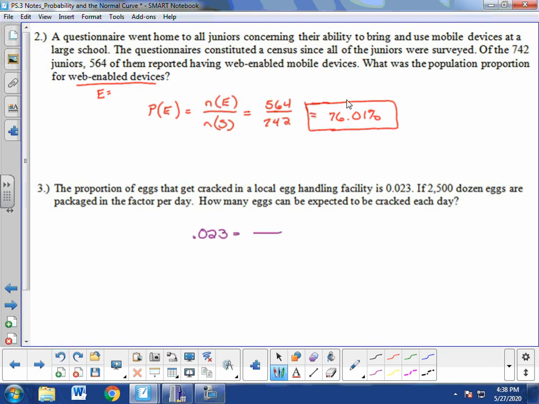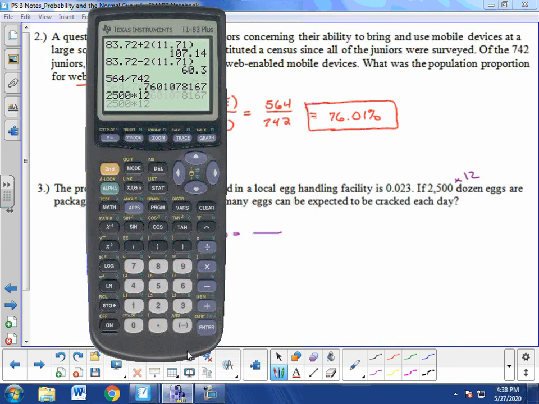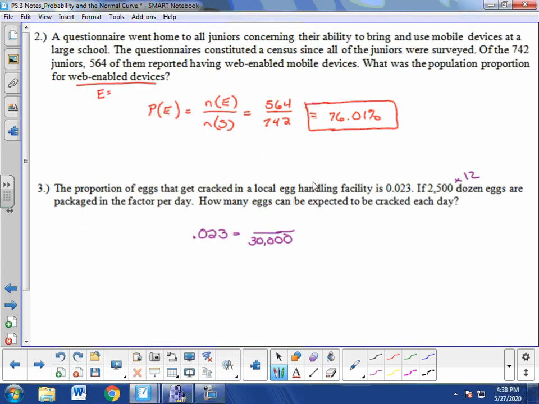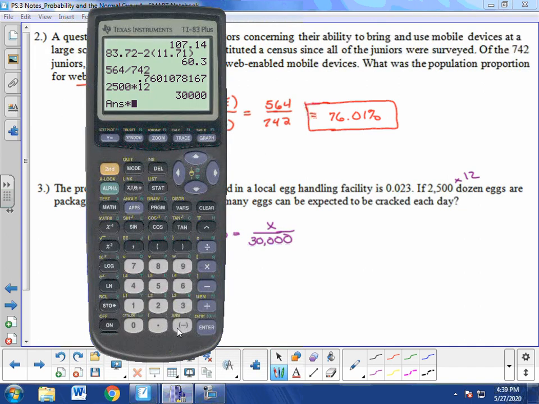We know that 2,500 dozen eggs, so basically what we can do here is take 2,500 times 12, and that is 30,000. 30,000 total eggs are packaged every day in the factory. What we want to figure out is how many eggs can be expected to be cracked. We don't know that. That would be the number of elements in the event, so we can represent this with an x. So if we multiply 30,000 by 0.023 to get rid of the denominator, we'd find that x is 690 eggs would be cracked every day.